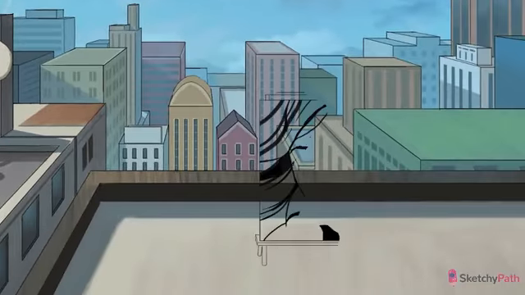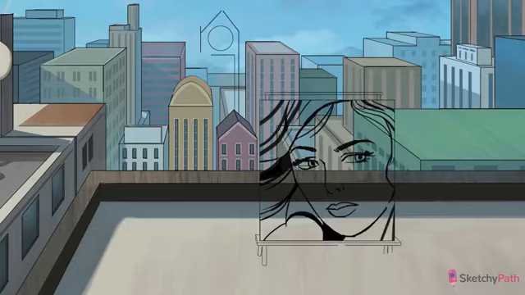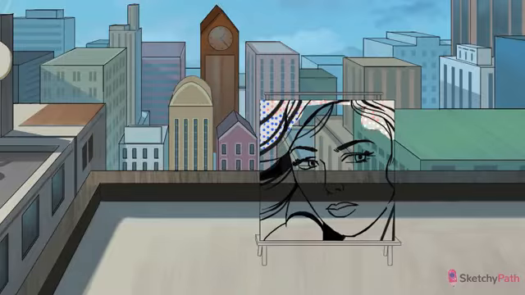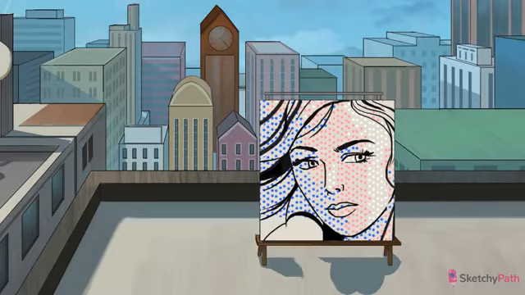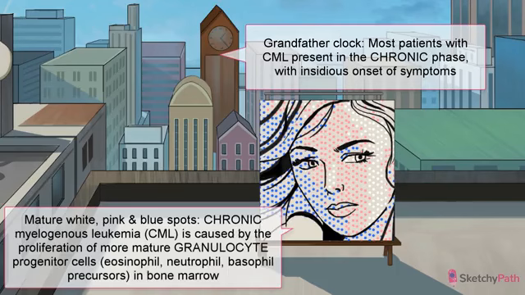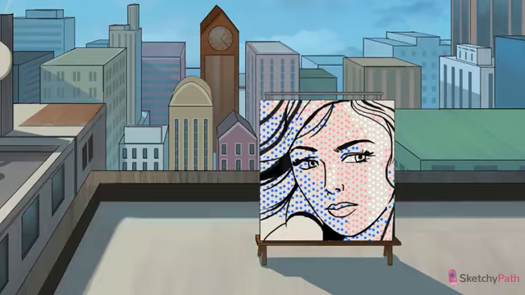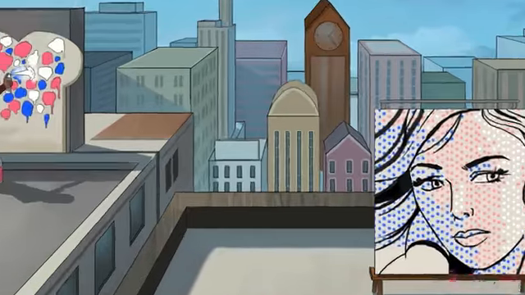In contrast, chronic myeloid leukemia, or CML, is characterized by the proliferation of more mature cell types, and, as a result, tends to have a more indolent course. So, to convey a chronic indolent progression of CML, we've brought in our recurring chronic grandfather clock. And, since CML involves more mature cell types filling the blood, notice that Lichtenstein's Band-Aid dots are fully formed perfect circles. Just like in AML, we've made the dots pink, white, and blue to remind you that we're dealing with granulocyte progenitor cells specifically. That means immature eosinophils, neutrophils, and basophils.